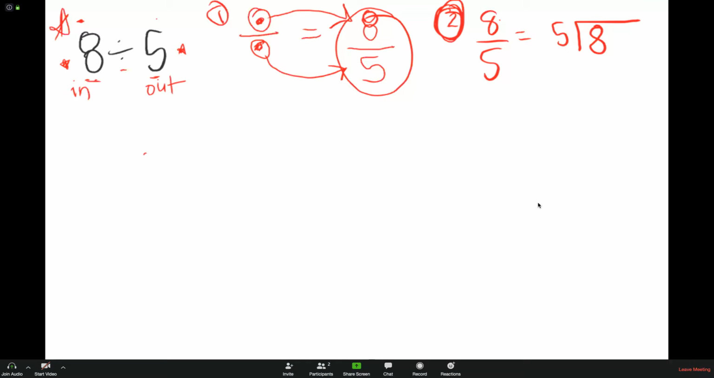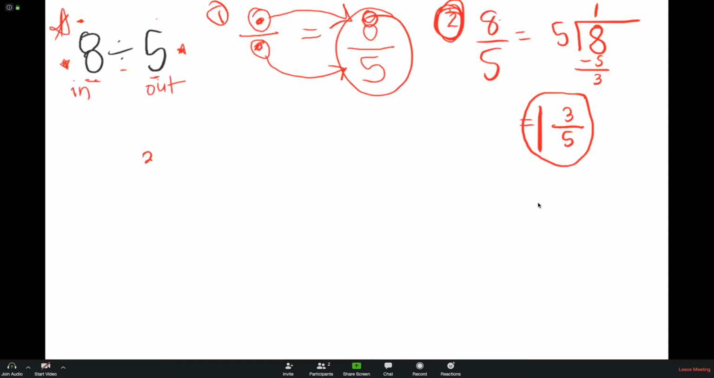5 goes into 8 one time. And remember, let's write our problem as we go so we don't forget. So 1 is our whole number. We subtract 5 and we get 3. That's our numerator, and our denominator always stays the same, so in this case, 5. Okay, so this is the second way we can represent division problems, as mixed numbers.